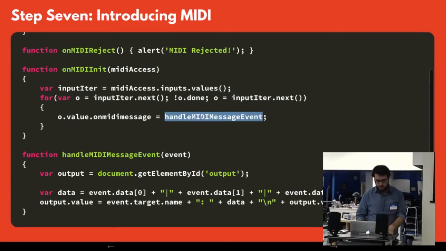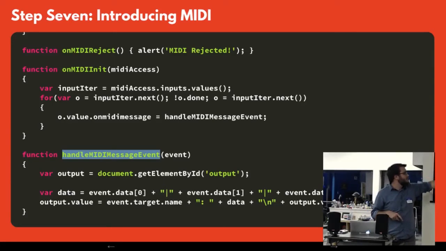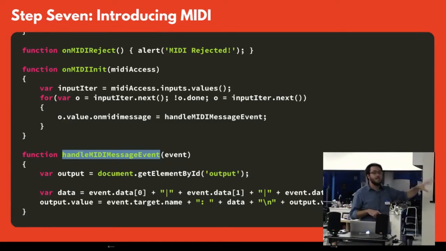So what I'm essentially doing in this code is going through, finding all of the things I have hooked up to my machine, and saying, if you get a MIDI message, I want you to call this function here. And then this function gets the event object, which essentially just has this data1 and data2 attributes on it. And what I'm doing right now is I'm just putting them to that output, to that text area, just so you can see it.